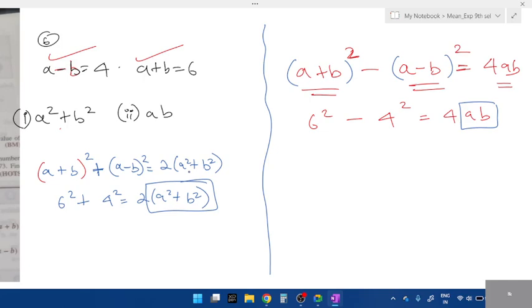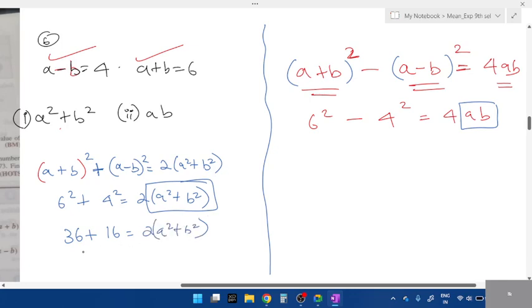Okay, tell me the answer, Alia. Oh, you can do it directly. Once you write 52, just bring 2 down. The answer is 26.